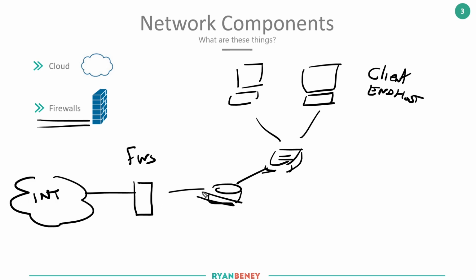Sometimes the firewalls have routing capabilities, and they're instead of the router, and they connect directly to the switch. It depends on what capabilities that firewall has. But what a firewall ultimately does is something that a router cannot.